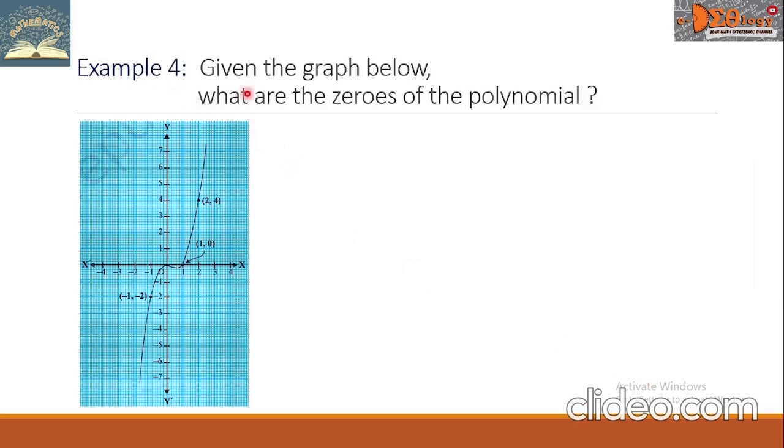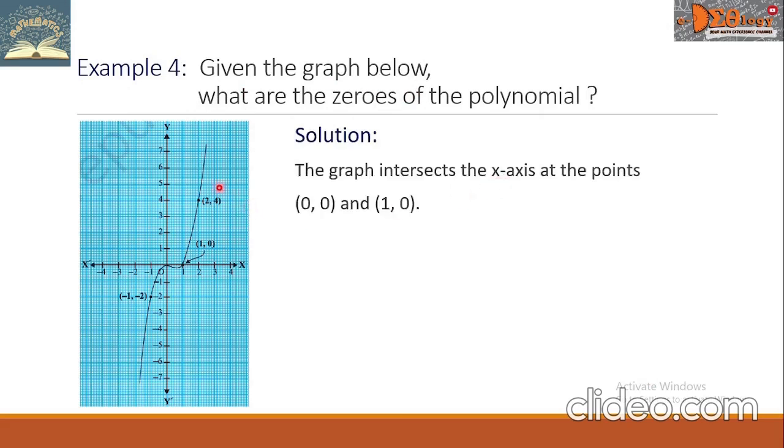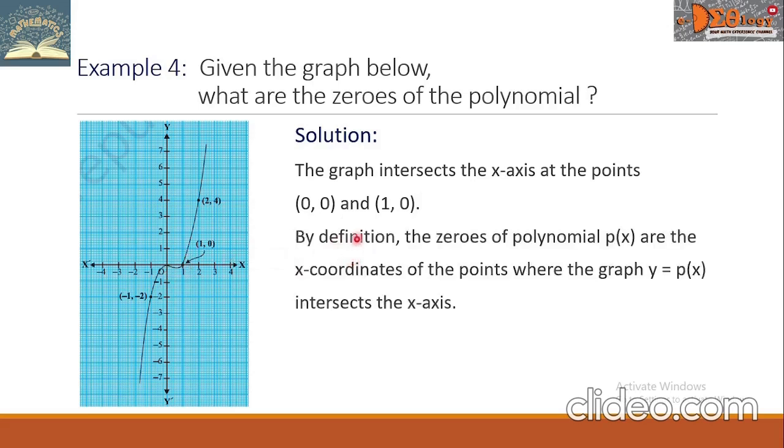Example 4. Given the graph below, what are the zeros of the polynomial? We can see that the graph intersects the x-axis at the points (0, 0), the origin, and (1, 0). By definition, the zeros of polynomial p of x are the x-coordinates of the points where the graph y equals p of x intersects the x-axis. Thus, the zeros of the polynomial are 0 and 1.